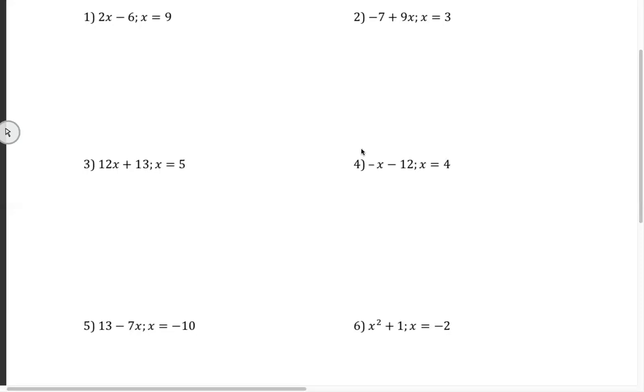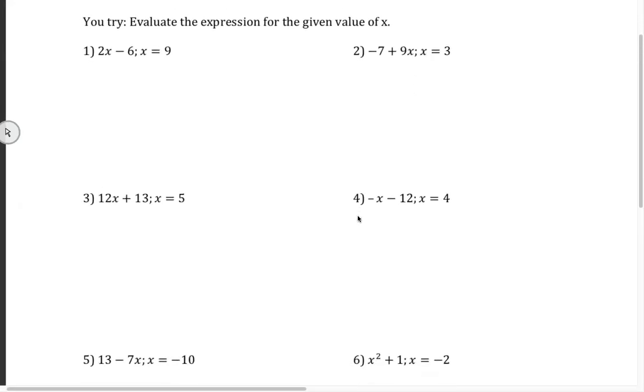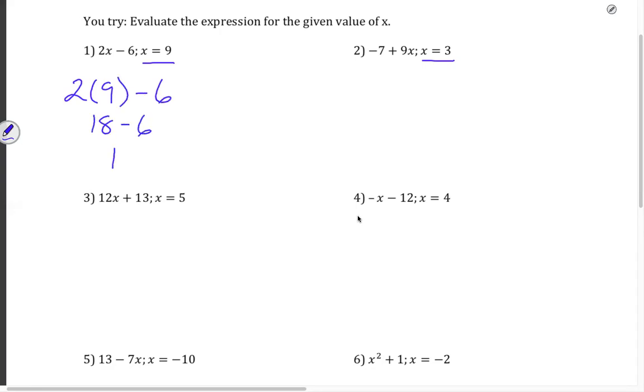All right, let's go over a couple of these. So it says evaluate the expression given the value of x, meaning in each of these equations, these numbers at the end are what we're going to be plugging in. So for number 1, it is 2 times 9 minus 6. 2 times 9 is 18, minus 6 would be 12.